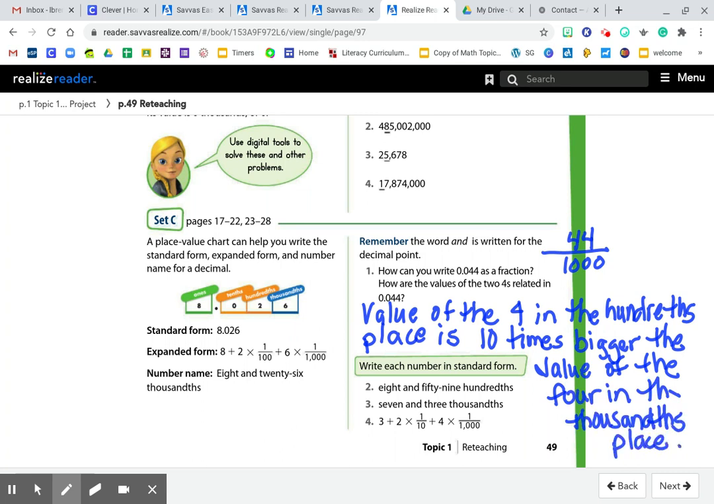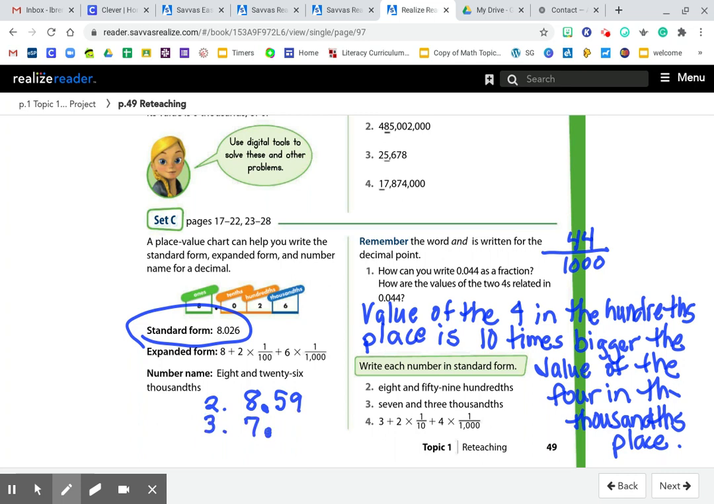All right. So write each number in standard form. So standard form is just, remember, standard is your everyday, the way you write numbers. So for number 2, I'm going to say 8, and it has that word and, so I know that means a decimal. 8 and 59 hundredths. Remember, when you're saying decimals, you always say the place value of the last digit tags your number for you. That's 59 hundredths.